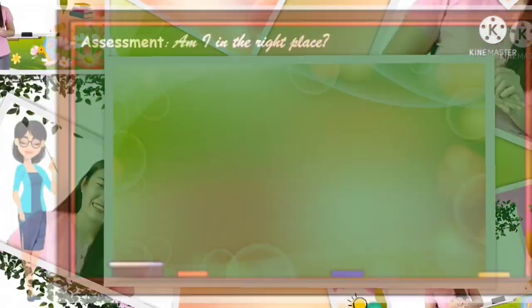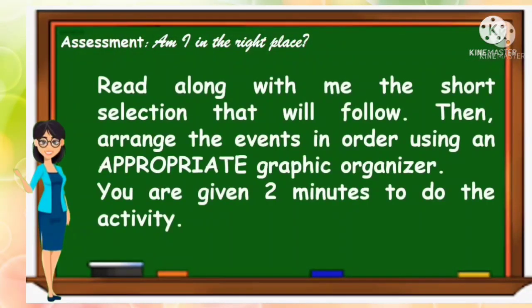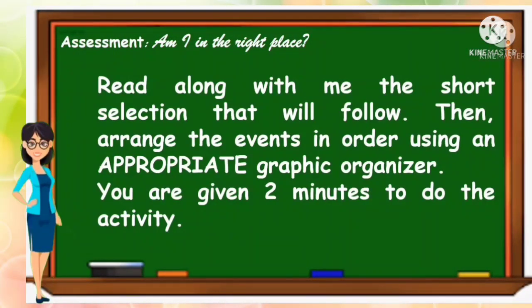Congratulations, kids! We're almost done. Now, it's time to assess your learning of today's lesson. Read along with me the short selection that will follow. Then arrange the events in order using an appropriate graphic organizer. You are given 2 minutes to do the activity.